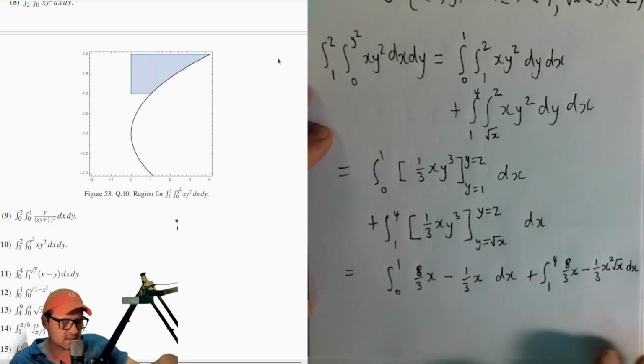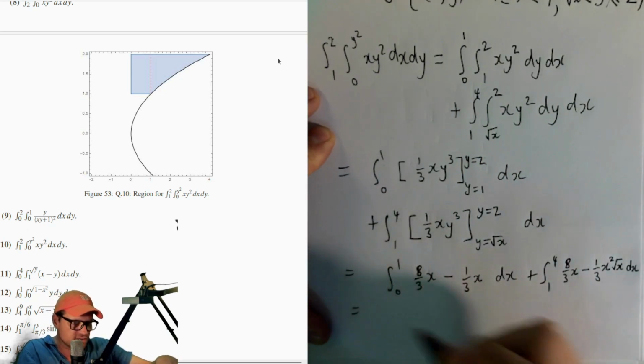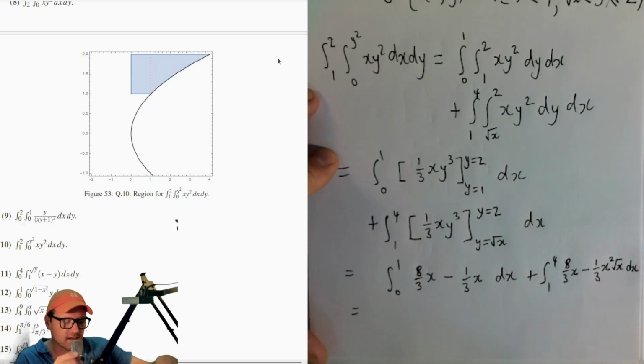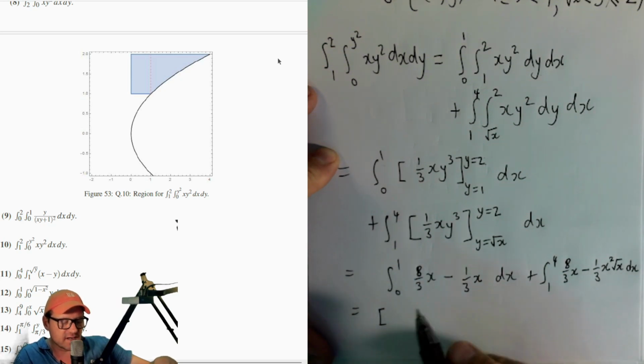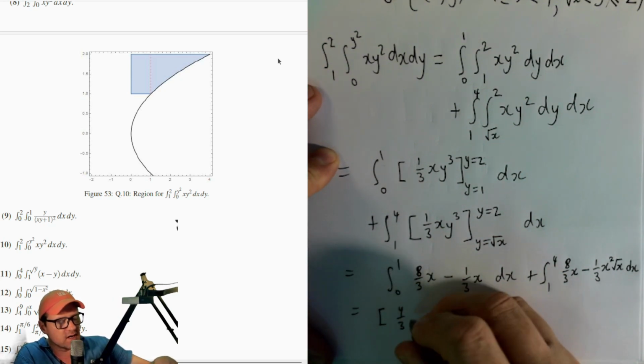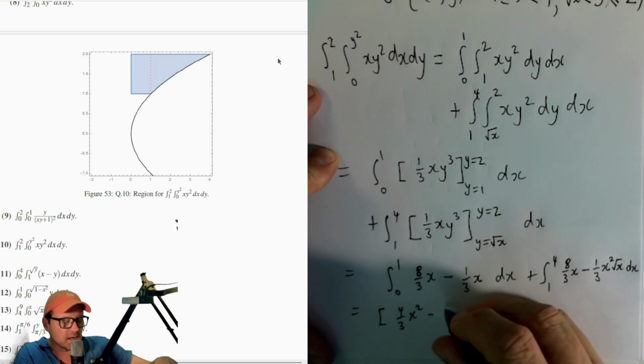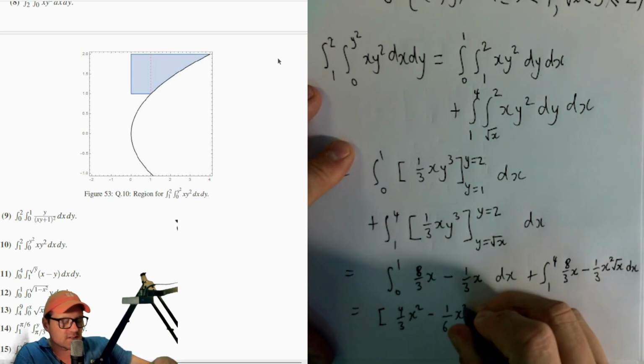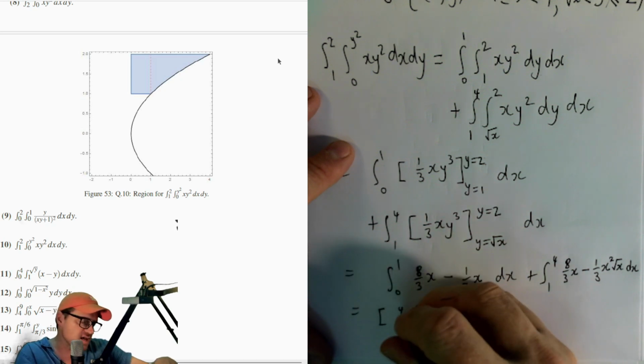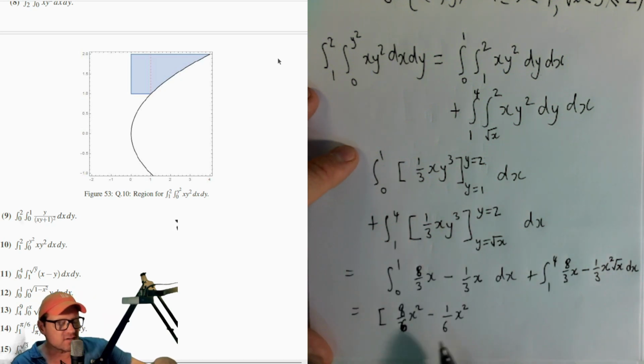Okay, great. So let's complete our integrals now. So they're just integrals with respect to x. So the integral of x is a half x squared. So we have 4 over 3 x squared. We could have combined these incidentally. So minus 1 over 6 x squared. And so that makes this 8 over 6, doesn't it? Okay, so 8 over 6 minus 1 over 6 x squared, 0 to 1.